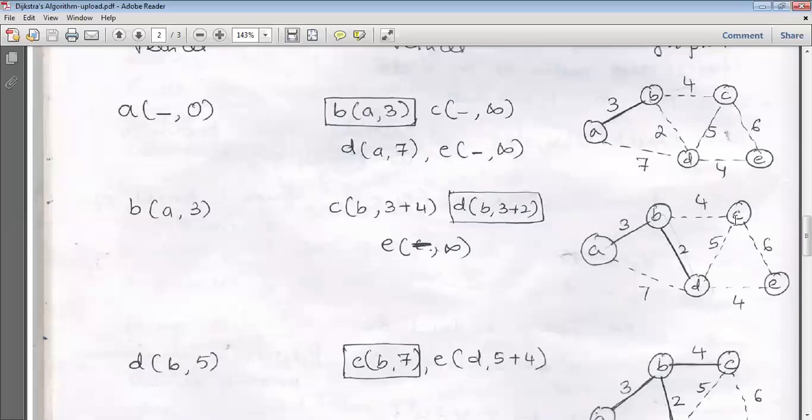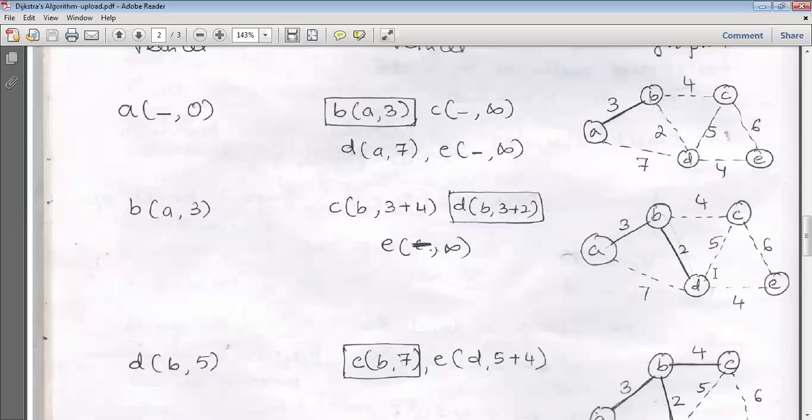So which is the minimum here? 3 plus 4 is 7. So we'll write it as C. If I want to go to C, I'll go from B, not from B to D, D to C. Just I'll go from B to C. That's why we have written here C, B to C, the distance is 7, comma.